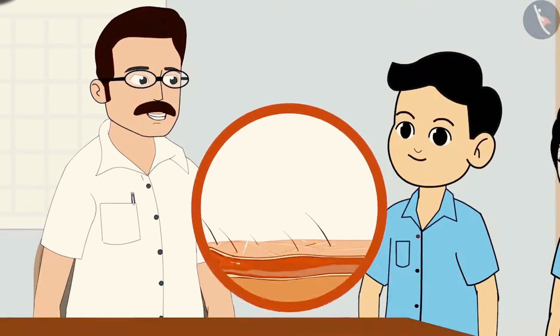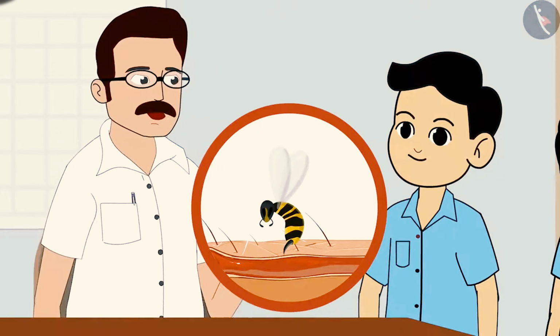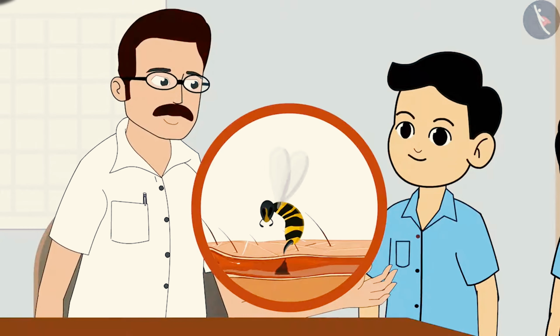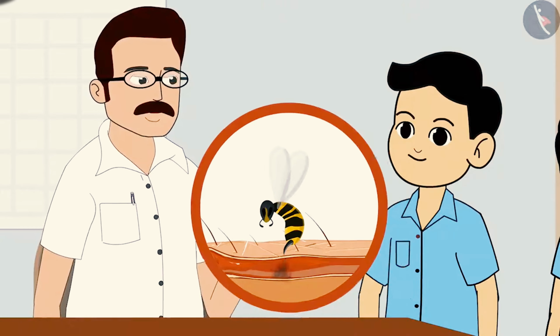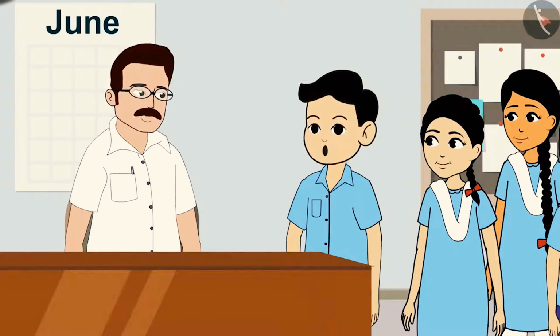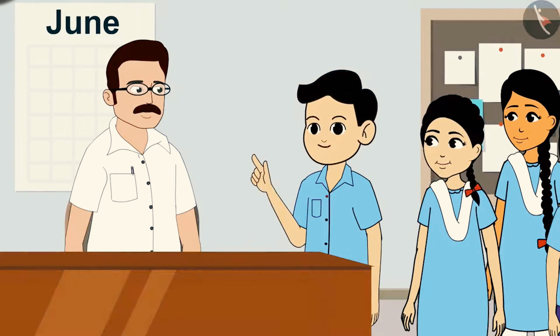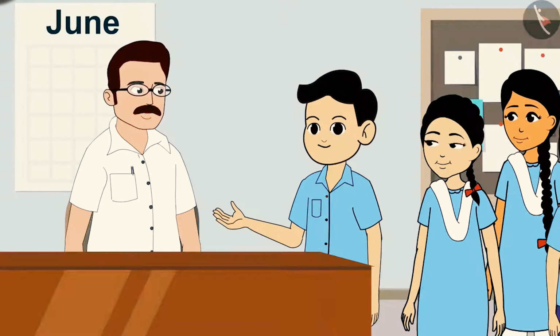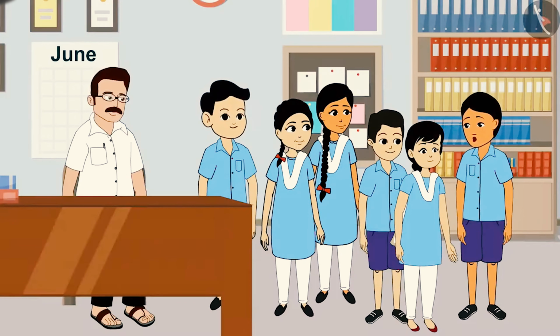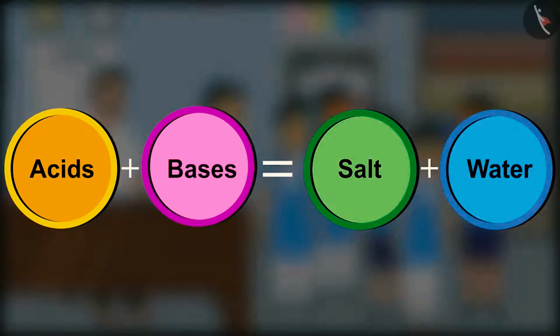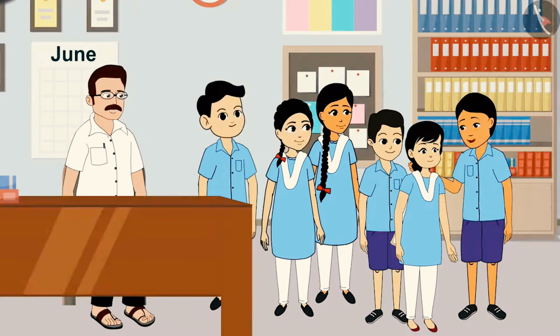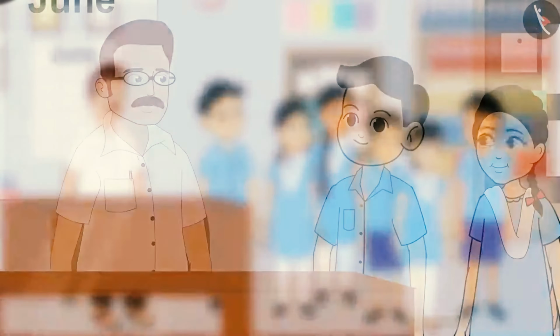When a bee stings, it releases an acid on our body. We feel the pain due to this. Sir, but acid and baking soda is a base. Oh, Raju, you forget everything. When acids and bases mix, then salt and water is produced. Did sir not mention this in the class day before yesterday?